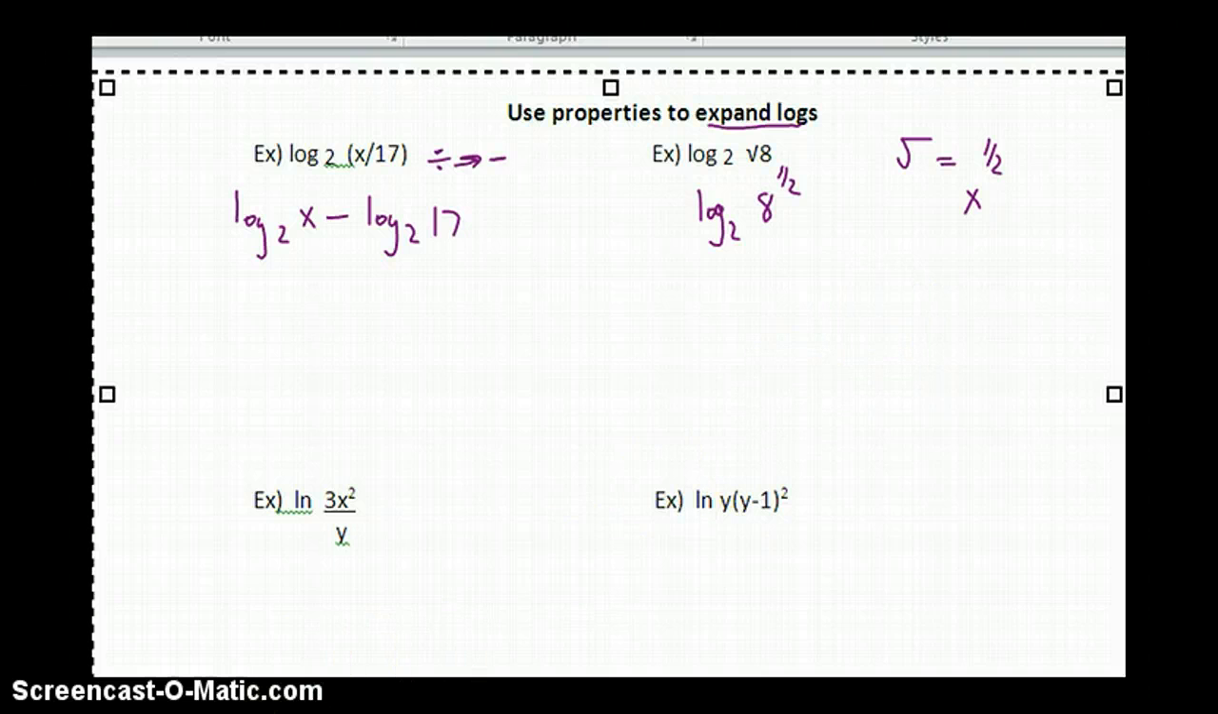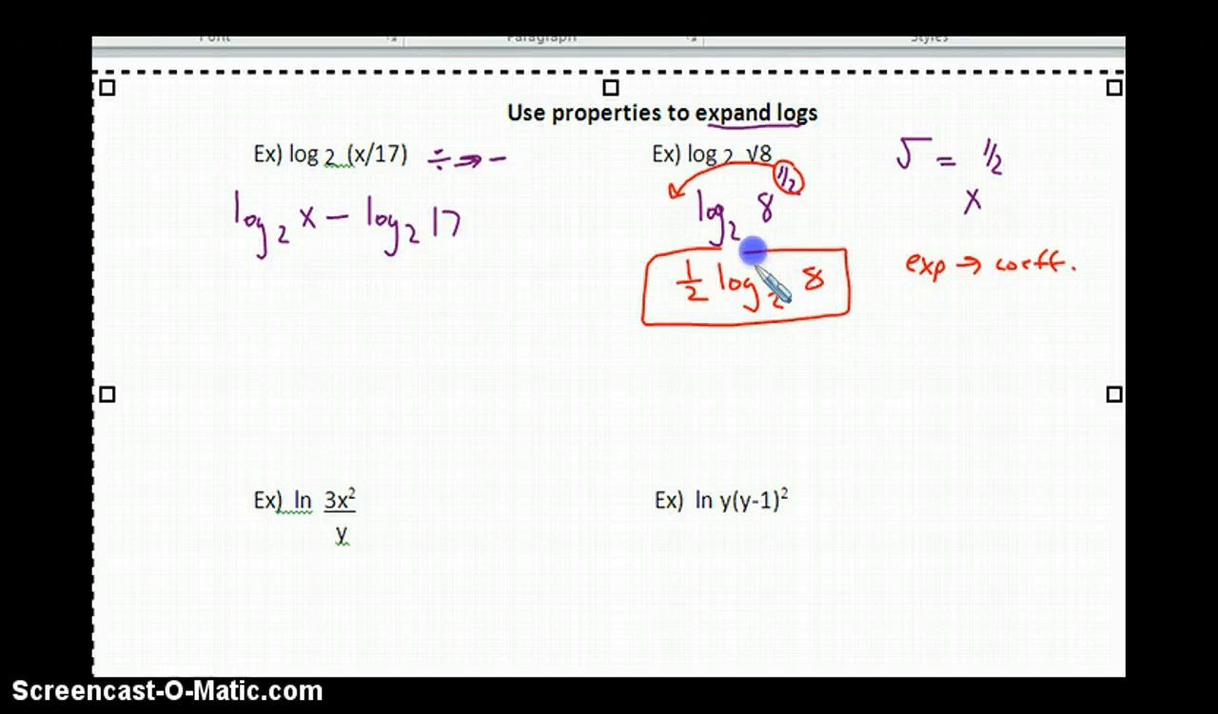So now that I have my problem written like this, the only way that I can expand this is I can write exponents as coefficients. So I'm going to change my exponent of 1/2 to write it as a coefficient out in the front. So it's going to be 1/2 times the log base 2 of 8. And that's as far as I can expand this one. I can't expand it into multiple logs. So sometimes we can't expand it into more than one log, and this would be an example here.